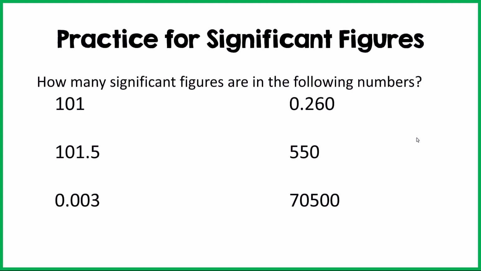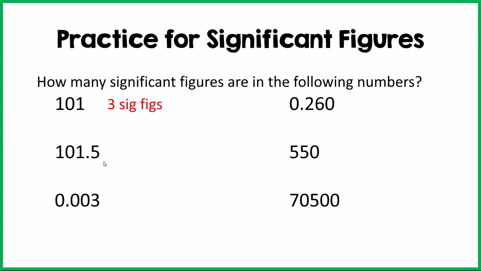So here's some practice. How many significant figures are in each of the following numbers? Pause the video here and figure out how many significant figures are in each of those numbers, and then we'll check them. So we'll go one by one. Look at 101 here. How many significant figures does that have? Just as a little quick check. That has 3 significant figures.